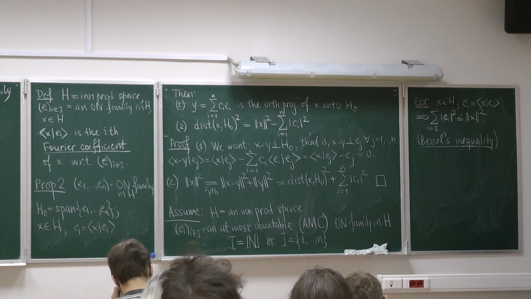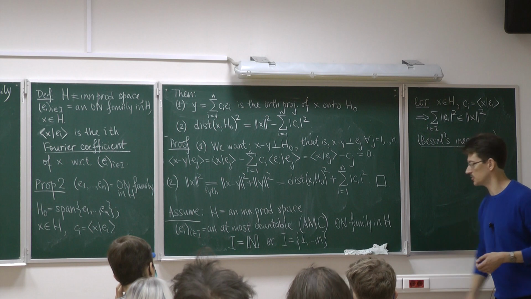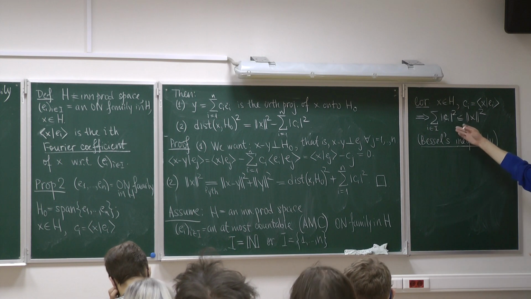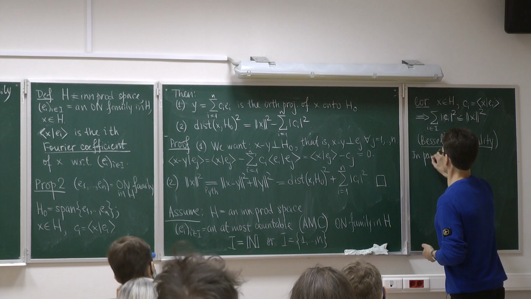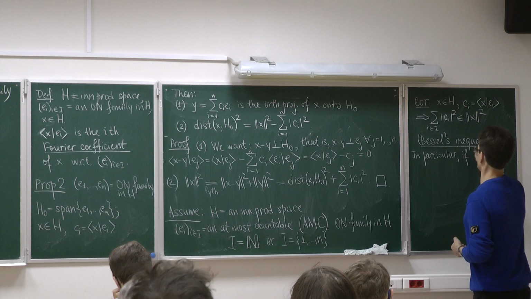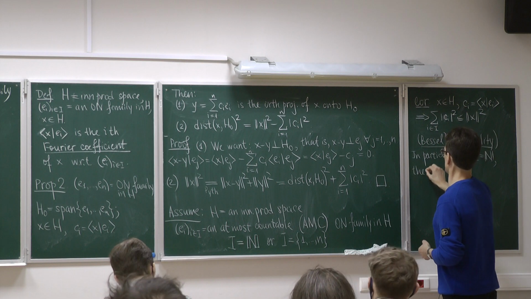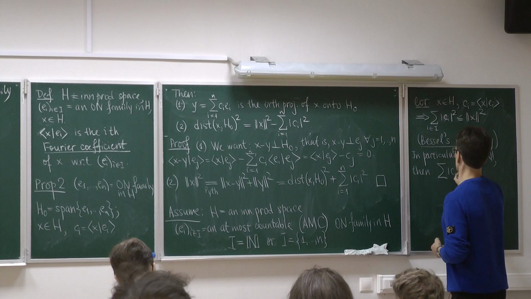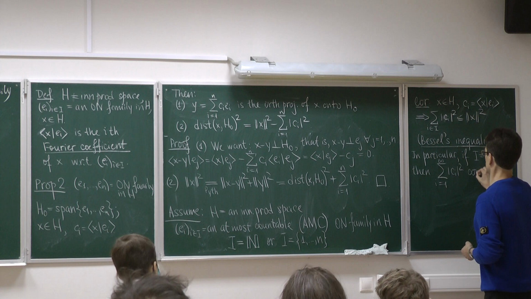So in particular, we see that if our family is countable, strictly countable, then the respective series converges. In particular, if I is the set of natural numbers, then the respective series converges.